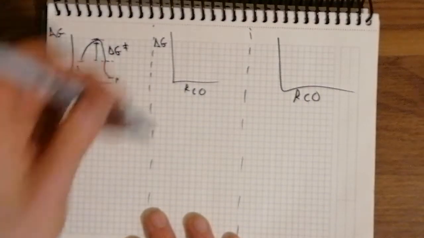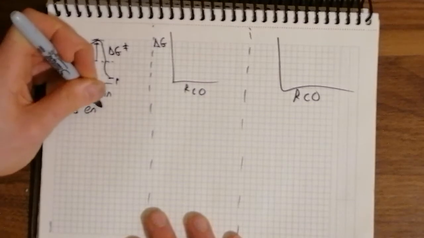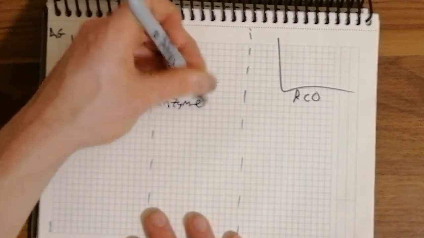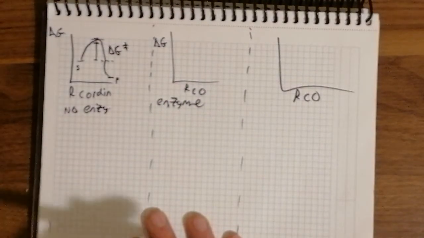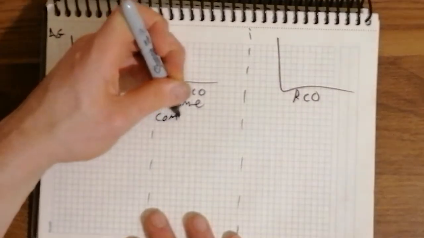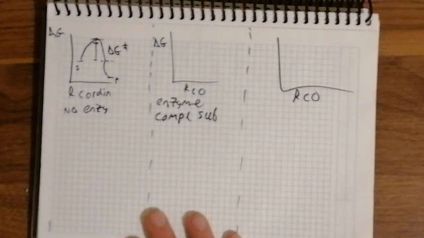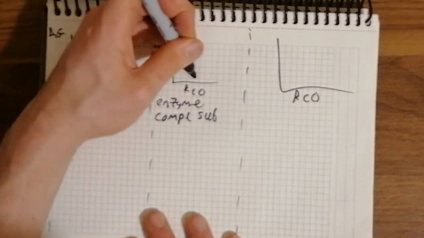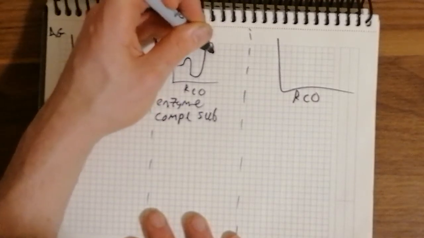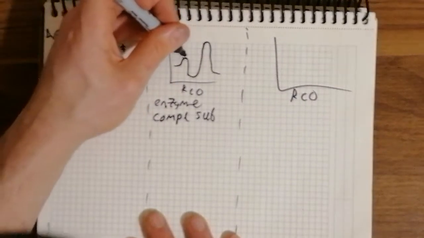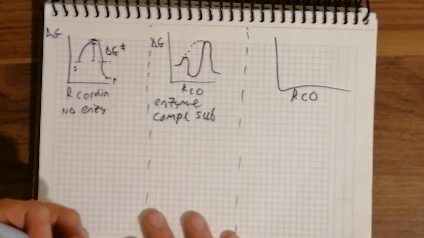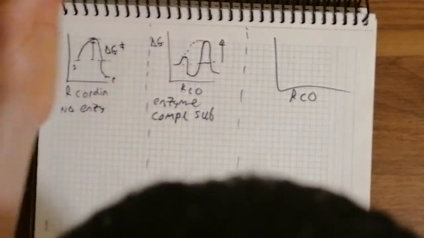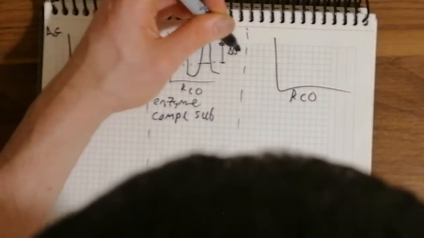So this is no enzyme. If we use an enzyme that's complementary to the substrate, so it fits around the substrate, then you'll get something that goes like this. So you see the normal path is through here. Again, this is the transition state.